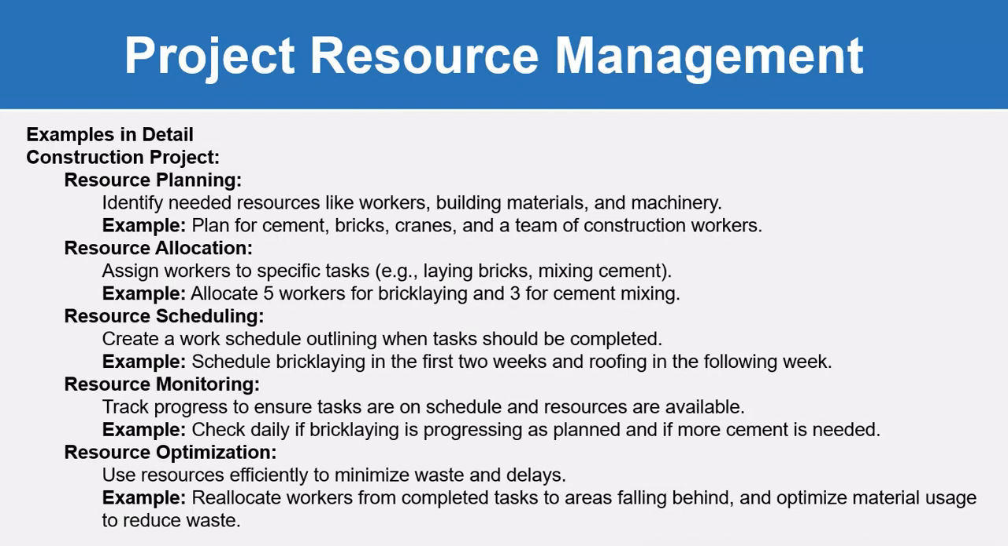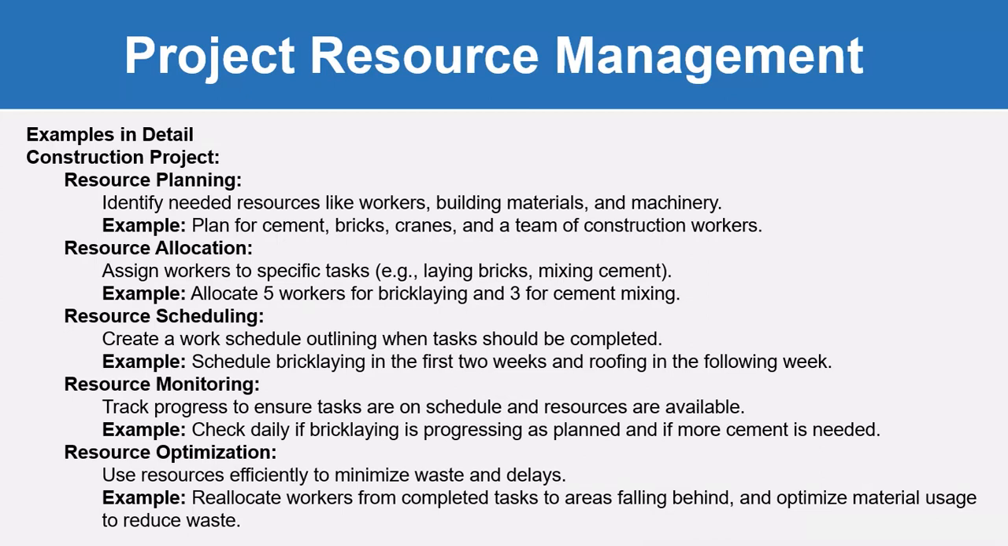That means identifying needed resources like workers, building materials and machinery. Examples are planning for cement, bricks, cranes and a team of construction workers. So these are the resources required. Then allocating the resources means assigning workers to specific tasks. For example, laying bricks, mixing cement. Examples are allocating 5 workers for bricklaying and 3 for cement mixing.